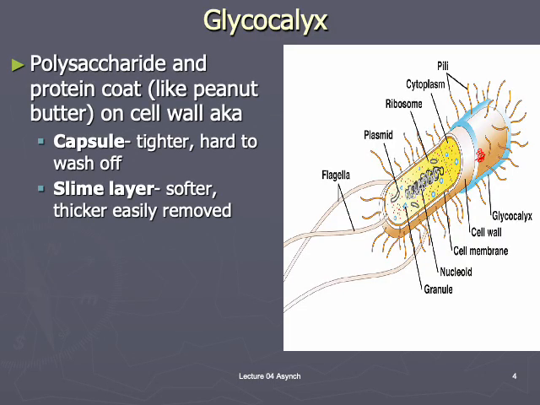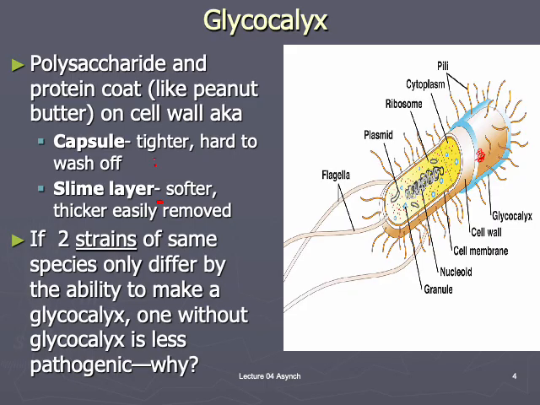The glycocalyx is a combination of proteins and polysaccharides. It's kind of like peanut butter. It's gooky, it's ooky, and it's on the outside of the cell wall. There are really two types of glycocalyx. You call it a capsule if it's tight, kind of hard to wash off, and kind of thinner. On the other hand, you call it a slime layer, like you'd think, slimy, usually if it's thicker, broader, much softer, gooky looking. But they're all synonymous with glycocalyx.